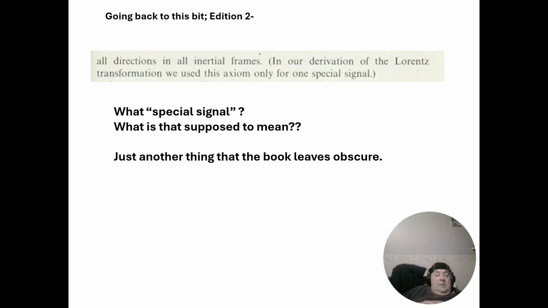So going back to this bit, "in all directions in all inertial frames. In our derivation of the Lorentz transformation, we use this axiom only for one special signal." And the question I have, my complaint, is what special signal? And what's that supposed to mean? It's just another thing that the book leaves obscure, so you can see what's going on here. The book's just making things obscure, saying things and not clearly explaining what any of it's supposed to mean.